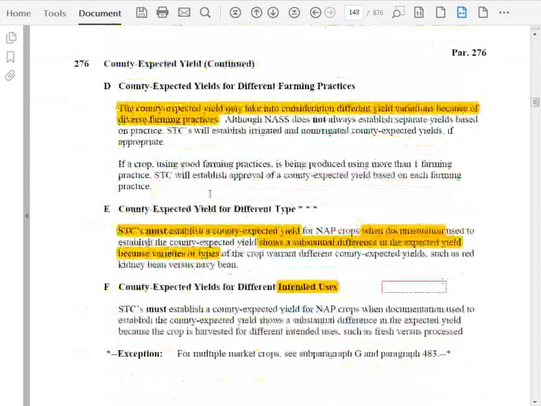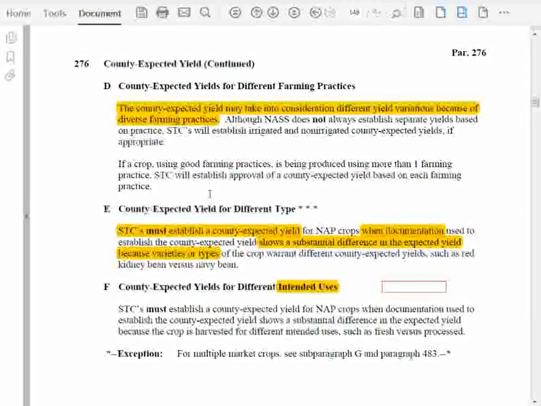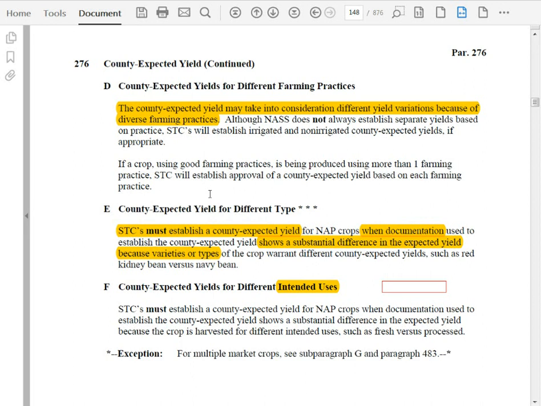The state committee also has the discretion to set different yields for different farming practices. In other words, if a crop is irrigated and non-irrigated in the county, that irrigated crop may have a higher yield than the non-irrigated crop, in which case the state committee is completely within their authority to set different yields for the different irrigation practices. Additionally, different types of a crop could also have different yields. If a specific type or variety of a given crop is known to have much larger yields than other varieties of that same crop, they are certainly within their rights to set the yield appropriately.